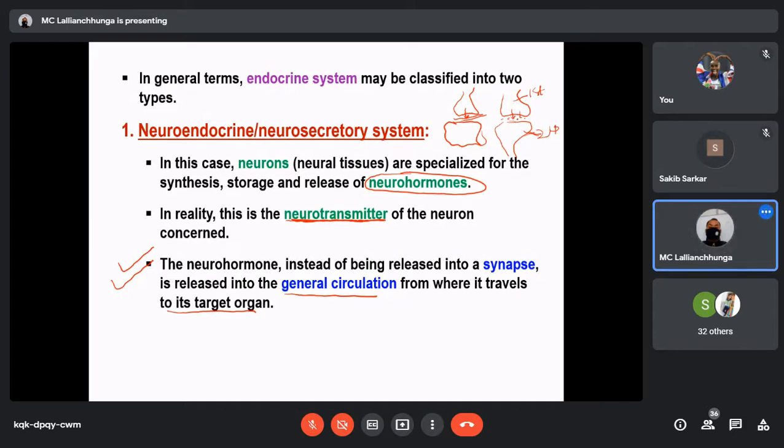Because, as you already know from the definition, hormones are chemical substances released into circulation and transported by the cardiovascular system to their target organ. That is why we call these substances hormones. Since they are synthesized by neurons, we call them neurohormones. Is it clear or not?